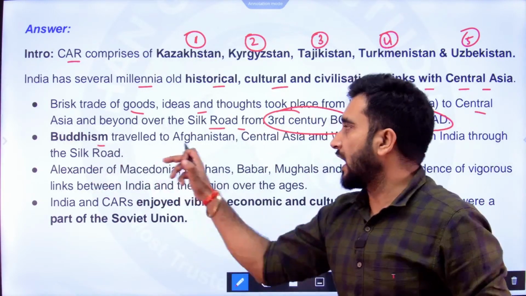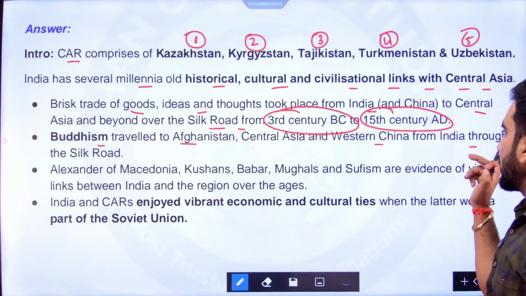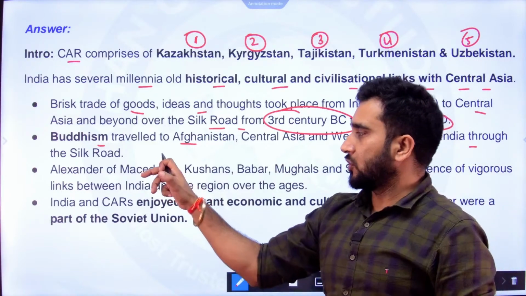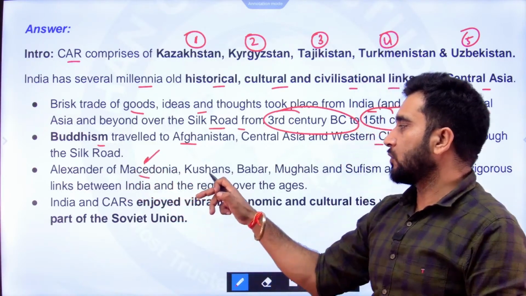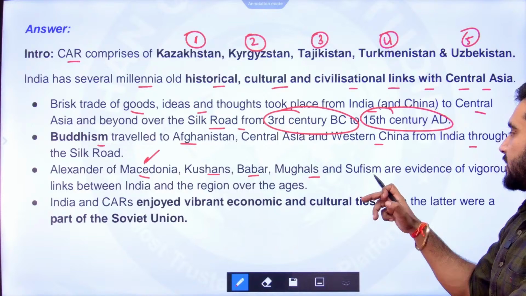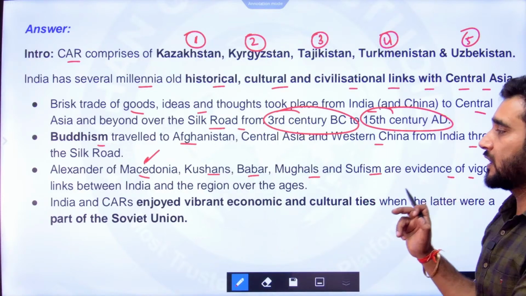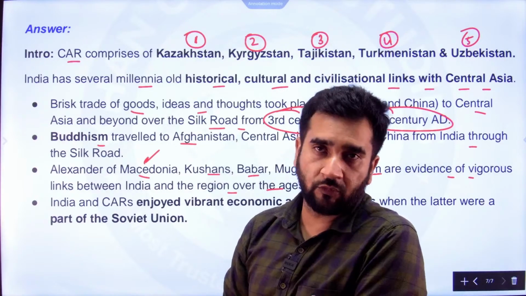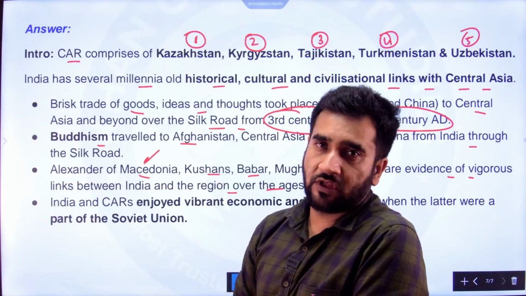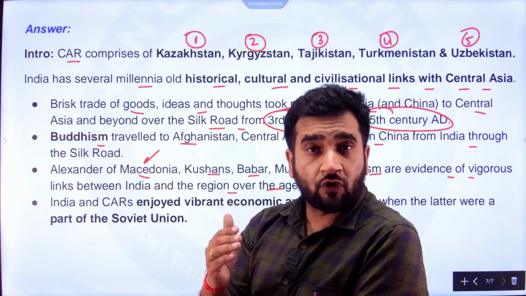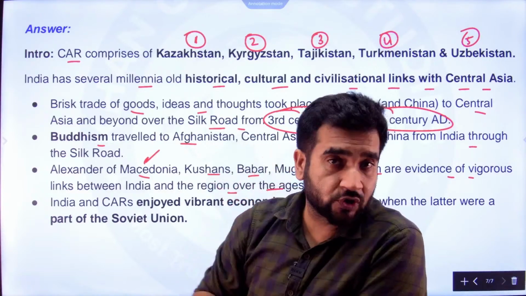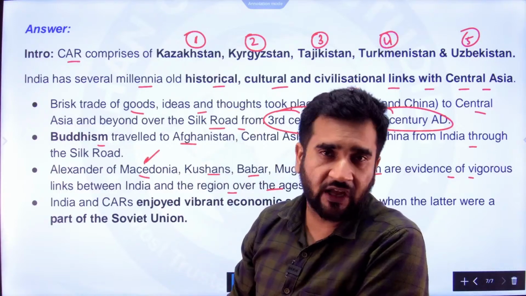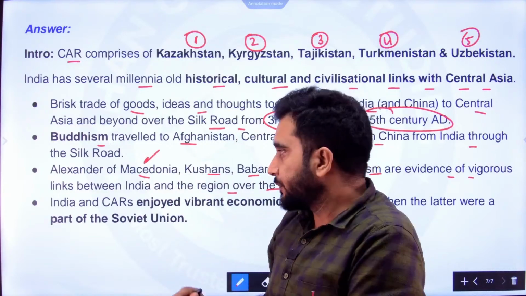Buddhism traveled to Afghanistan, Central Asia, and Western China from India through the Silk Road. Many invaders like Alexander of Macedonia, Kushans, Babur, Mughals, and Sufism are evidence of vigorous links between India and the region over the ages. So these Turks and all, they came to India, they invaded India. So they came from the Central Asian region. We can call it as the extended neighborhood also of India because it is above Afghanistan. Afghanistan can be considered as part of our neighborhood.